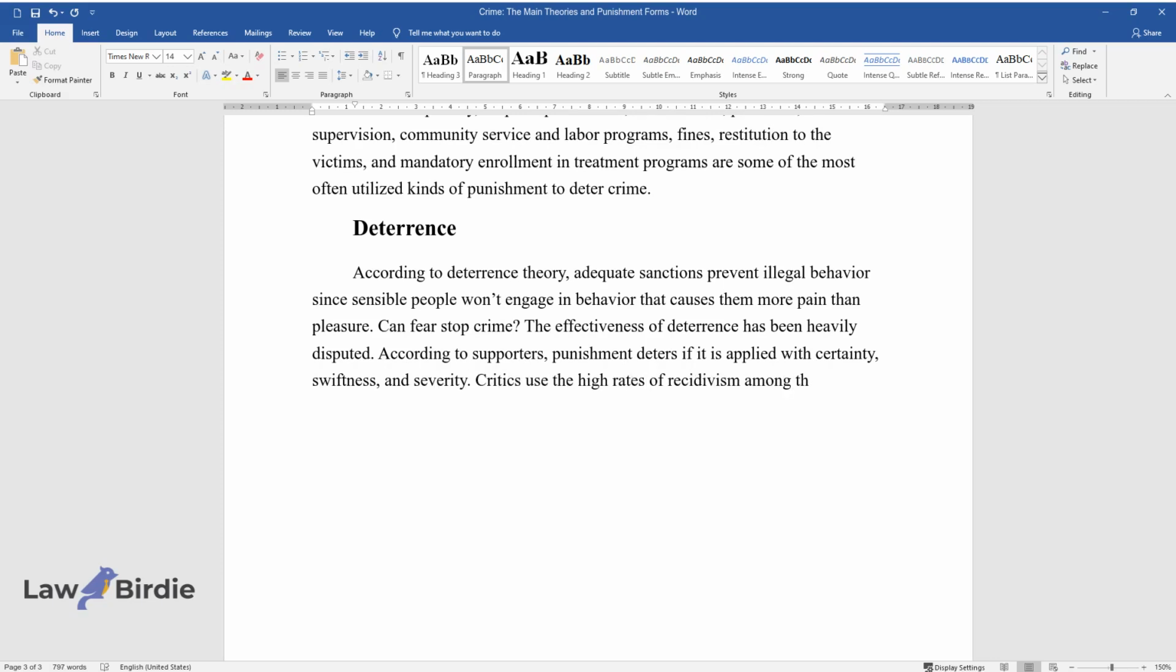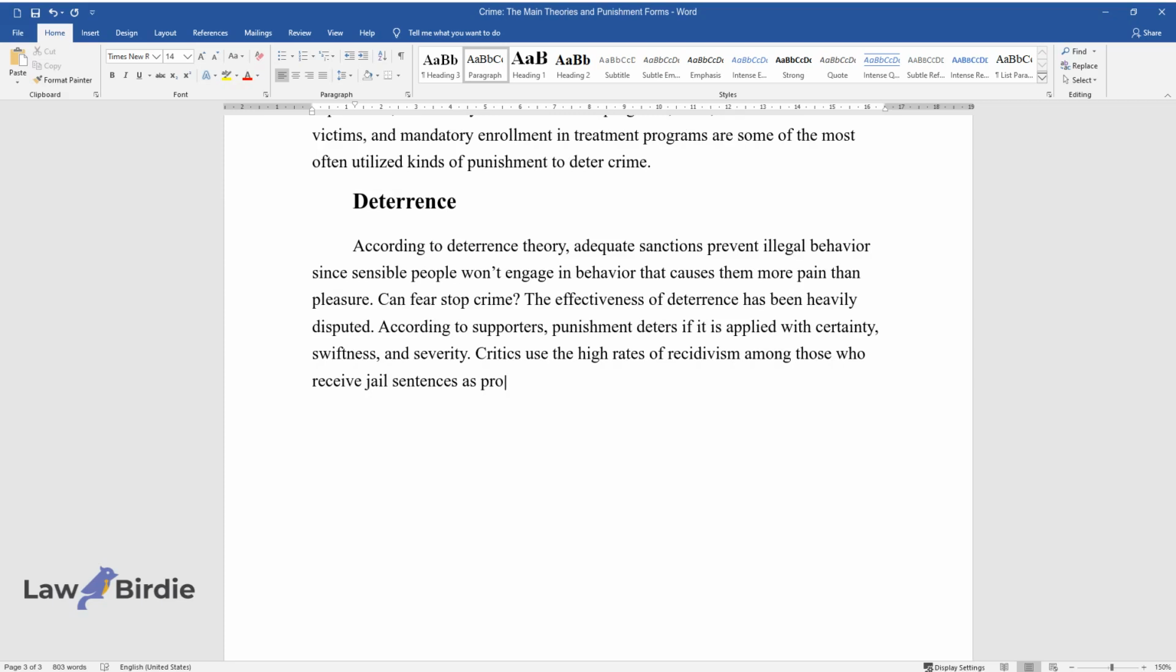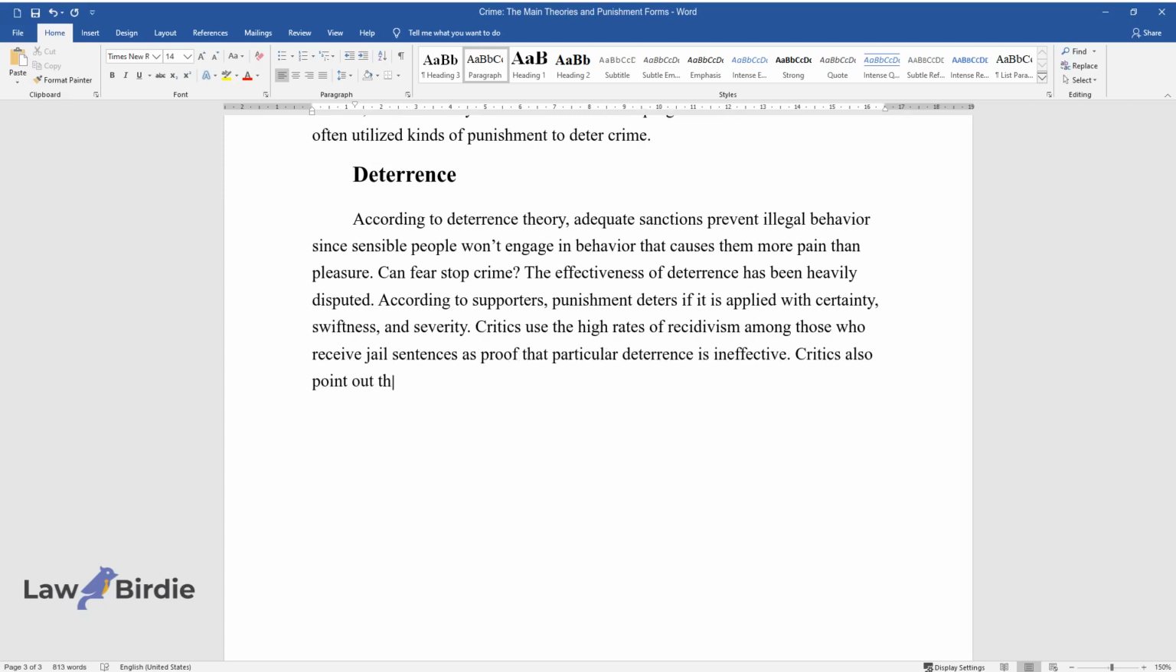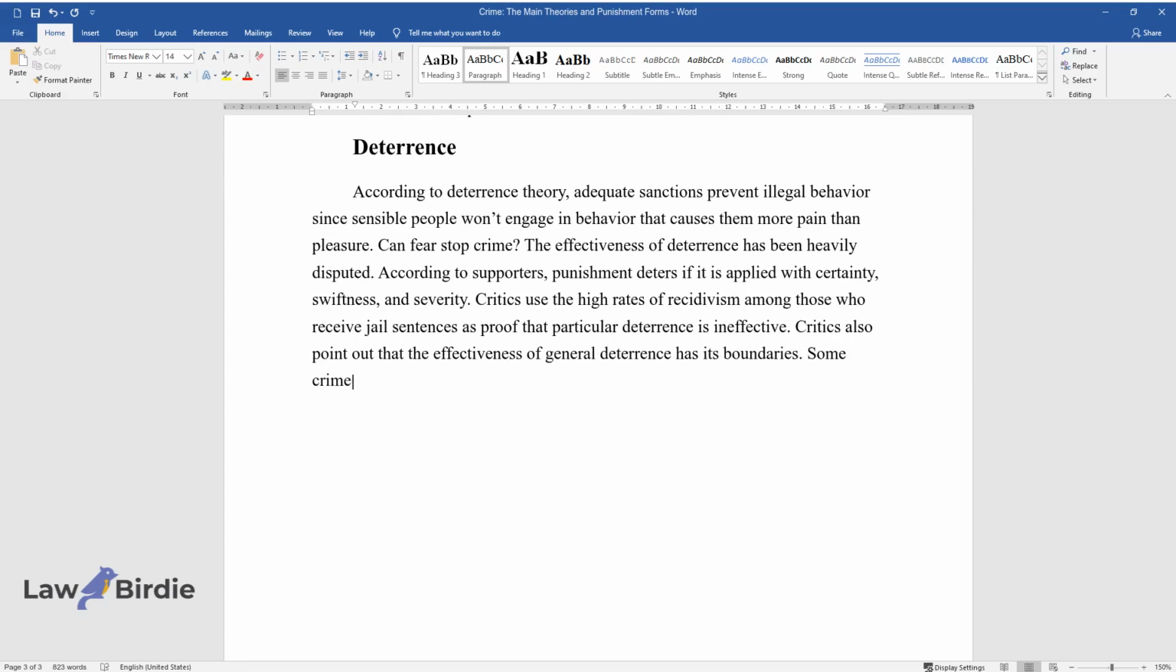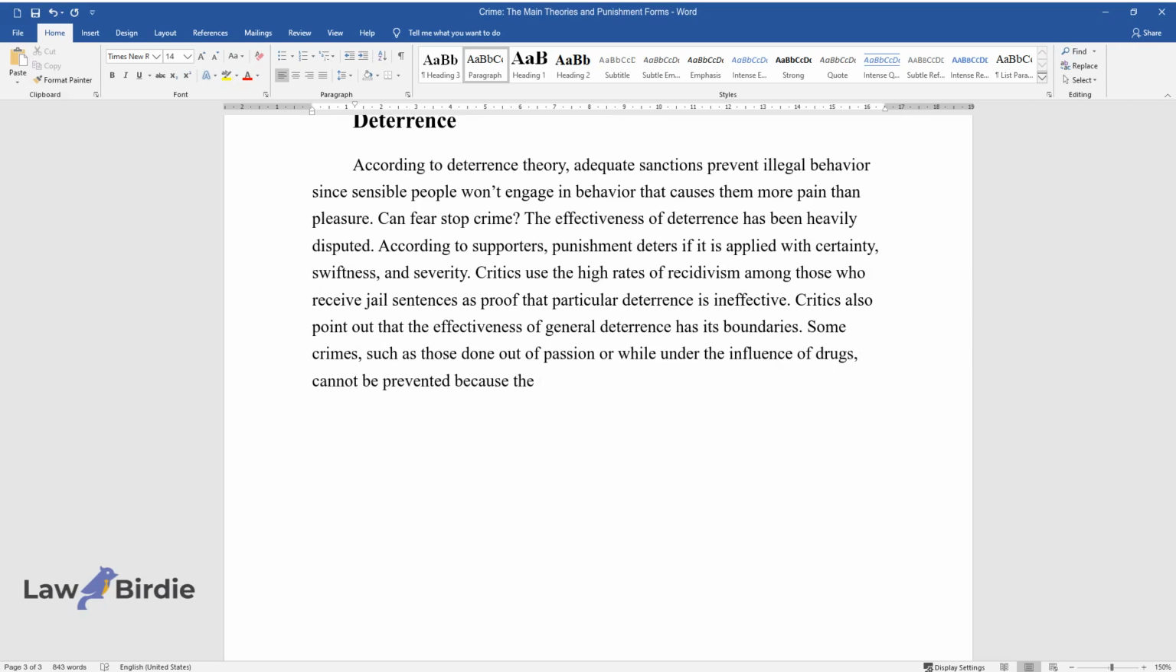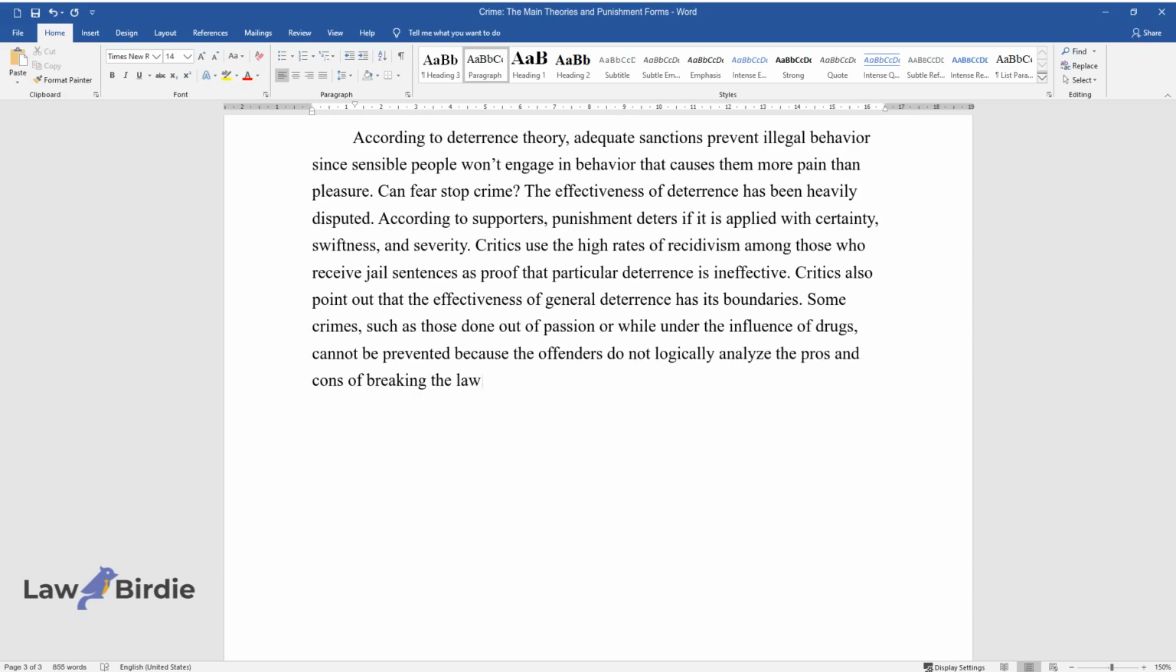Critics use the high rates of recidivism among those who receive jail sentences as proof that particular deterrence is ineffective. Critics also point out that the effectiveness of general deterrence has its boundaries. Some crimes, such as those done out of passion or while under the influence of drugs, cannot be prevented because the offenders do not logically analyze the pros and cons of breaking the law, which includes the cost of punishment.